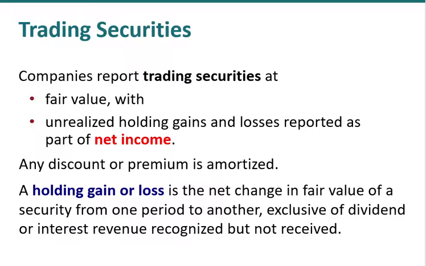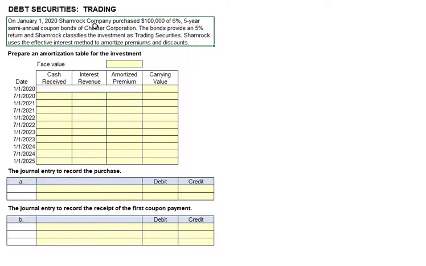Let's walk through a quick problem. In this problem, the Shamrock Company has purchased $100,000 of 6% 5-year semi-annual coupon bonds of the Chester Corporation. So semi-annual, every 6 months. The bonds provide a 5% return, and Shamrock classifies the investments as trading securities and uses the effective interest method to amortize premiums and discounts.